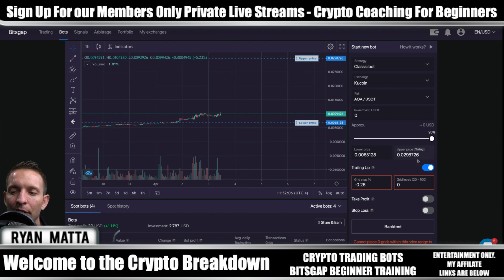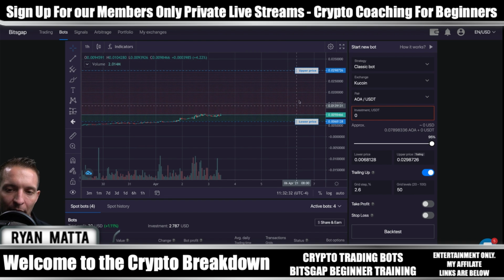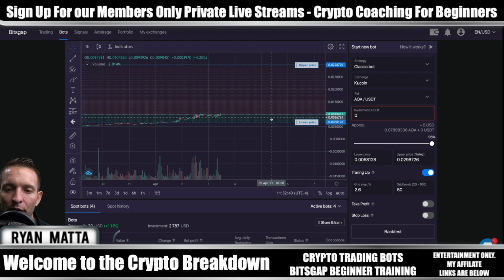But what's going to happen is when we have our trailing up on, and what I do is I come over here, and I always just start with 50. So I put my upper level up 300%. I kind of just pull my lower level where I think I should put it. So now you can see these are my grid levels. Since I have my trailing up on, it's always going to move the prices up. So as the price of this coin goes up, it's going to constantly move my grid levels up.